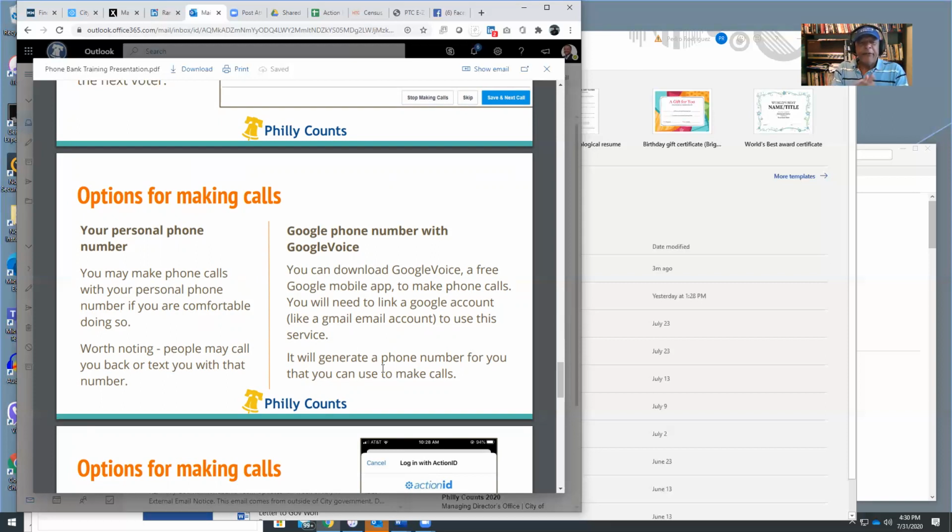Now, if you do not want your phone number to appear when you call, you can use a Google phone number. Type Google Voice in your browser, and it will take you to a site that's going to give you a phone number with an area code for Philadelphia. It just asks your name and where you live. You say Philadelphia, and we're going to give you a 267 or 215 phone number. You can use that number to make calls. Okay.